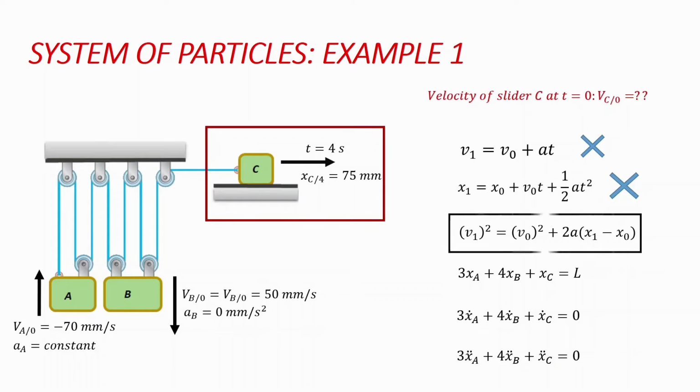If we look at the third equation as well, it's also invalid because we don't have the final velocity V1 and we don't have acceleration, and we're looking for initial velocity. So because this equation has more than one unknown, the initial velocity which we're looking for, we cannot use it.